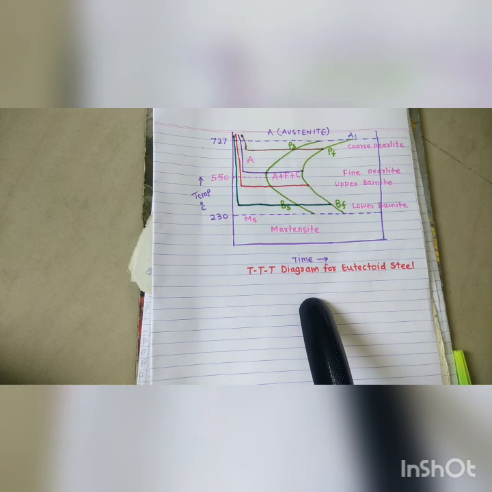This is all about austenite to pearlite and austenite to bainite transformation with the help of the TTT diagram, that is the time temperature transformation diagram.